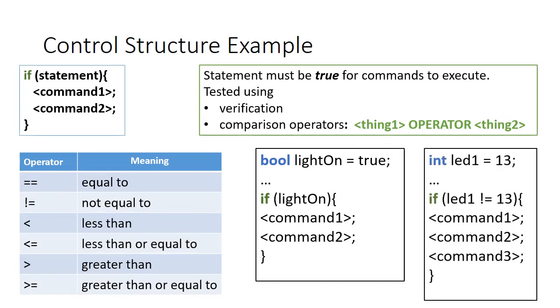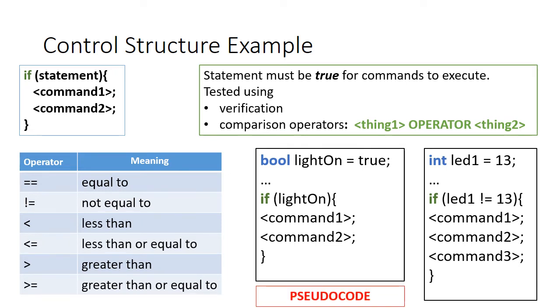Here's another example. Here, we initially declare the variable LED1 to be an integer with an initial value of 13. In the following if control structure, the statement LED1 does not equal 13 is tested for veracity. According to the variable declaration, LED1 does in fact equal 13, which would make the statement false. And that in turn means that the commands inside the curly braces are not executed.